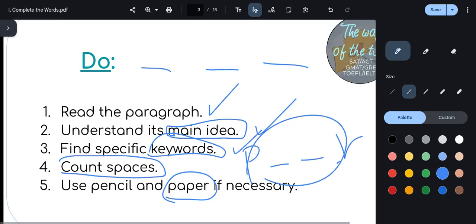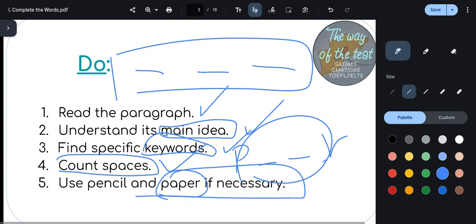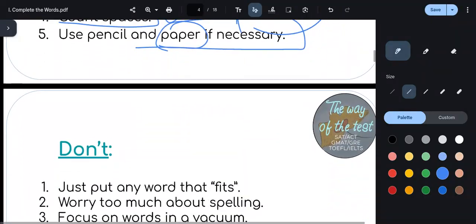Okay. And then you can use pencil and paper if necessary. Remember, you will be given a paper and pencil in the test, and if you take it at home, you can use a whiteboard. So if you need to copy the dot or the space on a piece of paper, just do it. Nobody is judging you, so don't judge yourself if you need to count spaces with your fingers or if you need to just copy the words. Just do whatever you need to do to get the answer that you want.